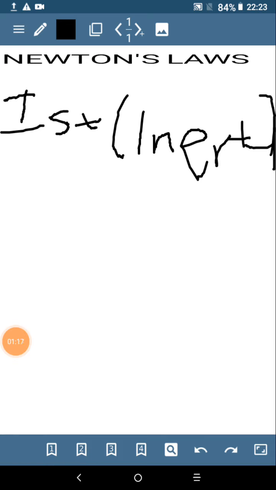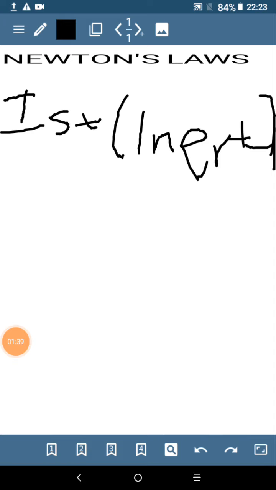So what Newton's first law states is that the body will remain in its state of rest or continue traveling at a constant velocity unless an unbalanced net force acts on it.